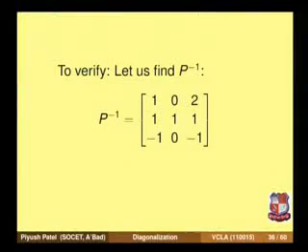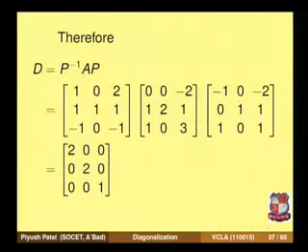So here P inverse is given by 1 0 2, 1 1 1, and minus 1 0 1. Therefore the similarity transformation P inverse AP will give you the diagonal matrix similar to A. So here, by putting the matrices P inverse, A and P side by side, and multiplying them one by one, we know the matrix multiplication, we get the matrix 2 0 0, 0 2 0, 0 0 1. So again observe here that all the eigenvalues are placed on the diagonal of the matrix.